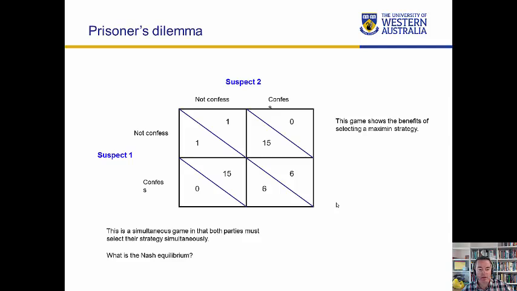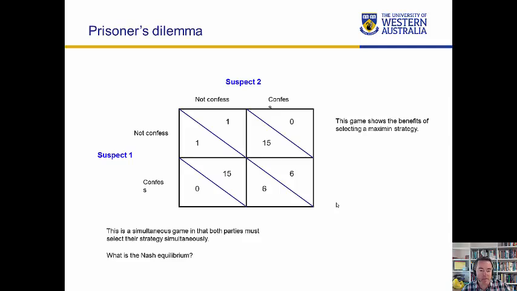They have been caught committing a robbery, and the police have grabbed them, taken them to the station and put them in separate rooms. Now, assuming that they didn't have an opportunity to talk to each other and negotiate some sort of deal before they got grabbed by the police and taken away, they've got two strategies. They can either confess to the crime or not confess to the crime.